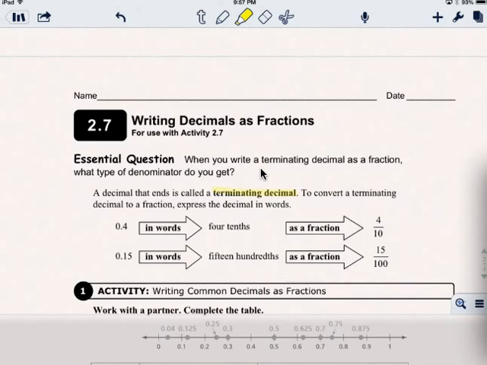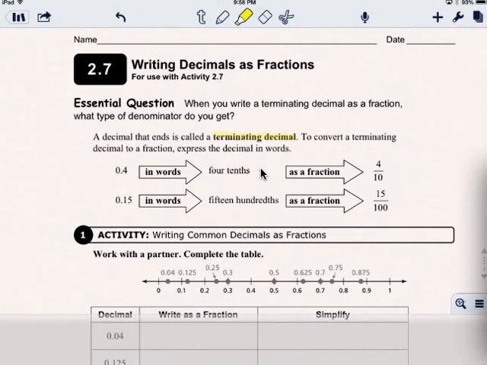So a decimal that ends is called a terminating decimal. More formally, the definition of a terminating decimal is a decimal that can be written as a fraction where your denominator is a power of 10, such as 10, 100, 1,000.